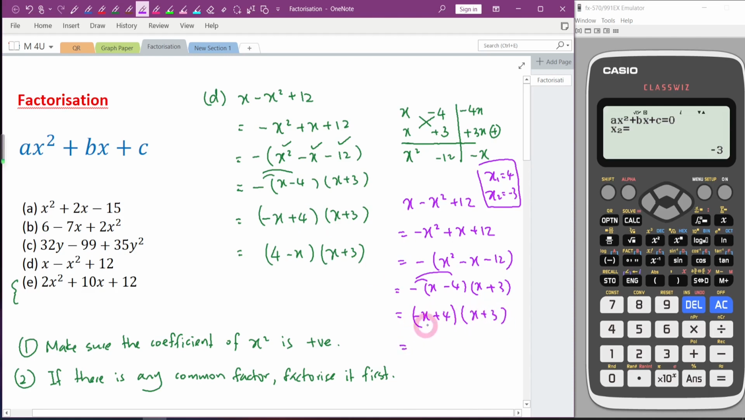Okay, rearrange the terms here. Okay, finally, we got the answer correctly. So be careful, pay attention on this. Make sure the coefficient of x squared is positive if you want to use your calculator to do the factorization. Now, let's look at the second thing that you need to pay attention to. If there's any other common factors, factorize it first.